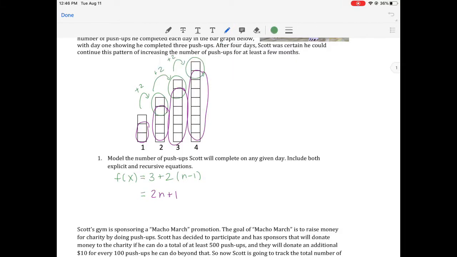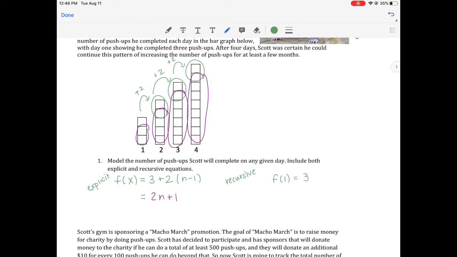The last thing is they have the recursive formula. So this is your explicit. Remember, the recursive is talking about, okay, what do we start with? So on day 1, we have 3 push-ups. And then you can choose to use f of n or f of x. It doesn't matter, but your homework has used x, so I'm using x here. And we take the f of x minus 1.